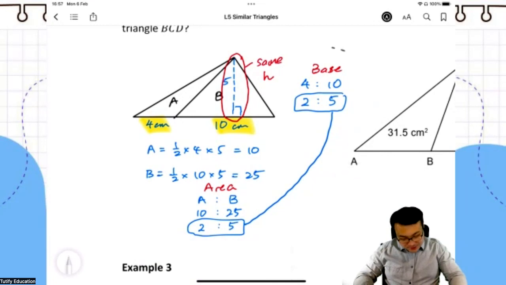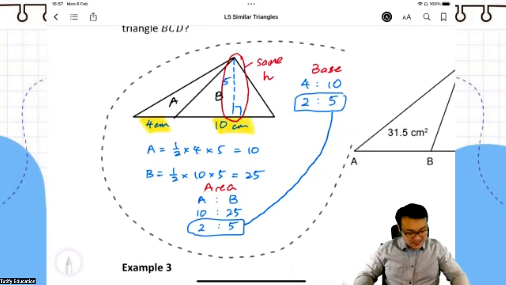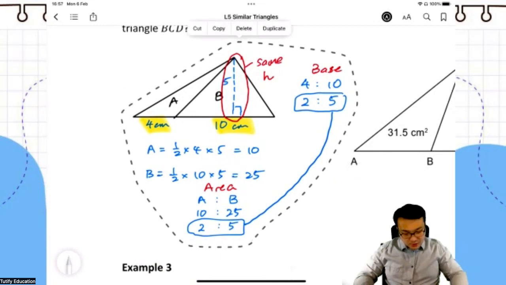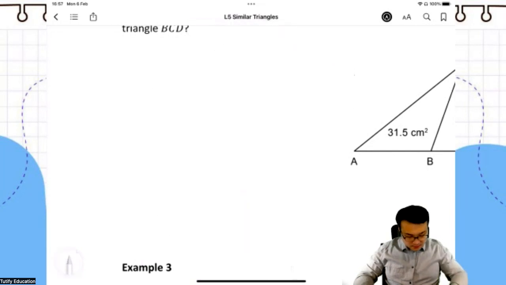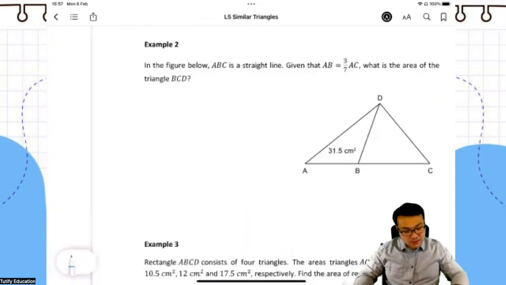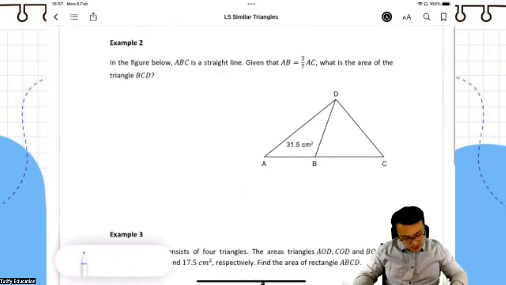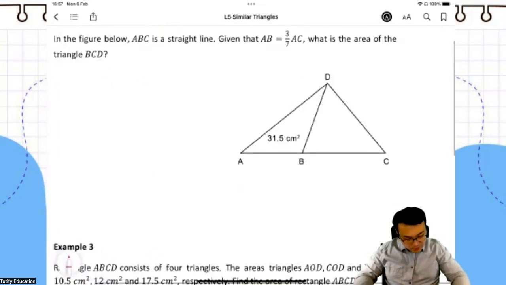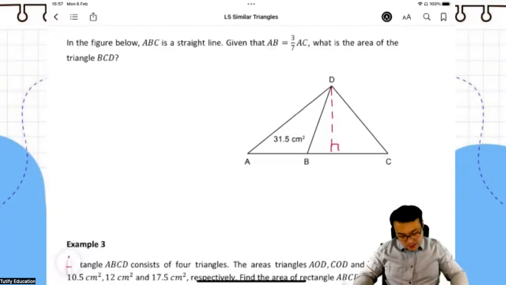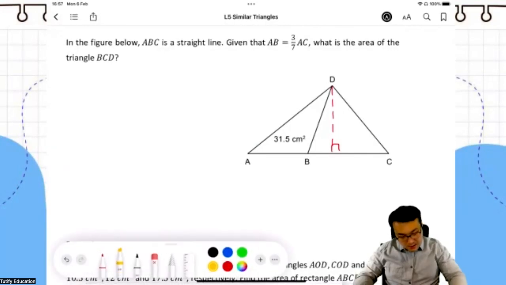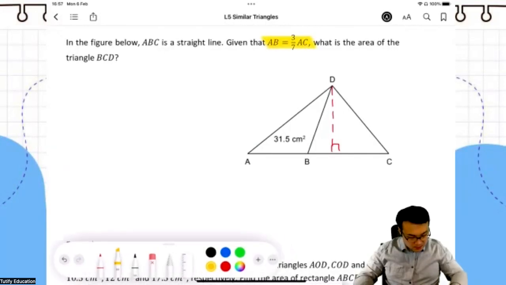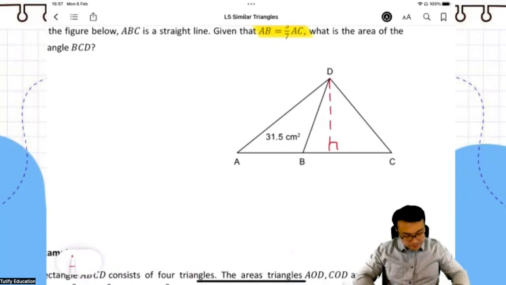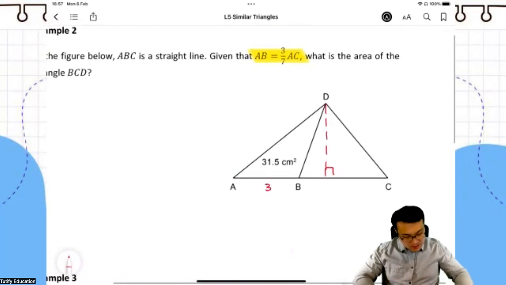Okay, so now that you understand this concept, if they have the same height, the ratio of the base must be the same as the ratio of the area. Look at this diagram. Both of them have the same height. See? Both of them have the same height. They are telling you that AB to AC is 3 to 7. AB is 3 units. AC is 7 units.